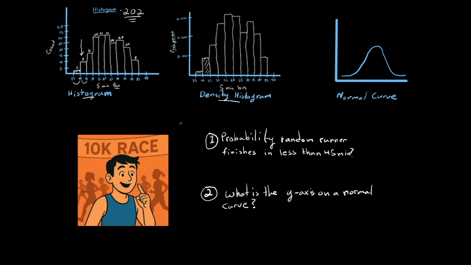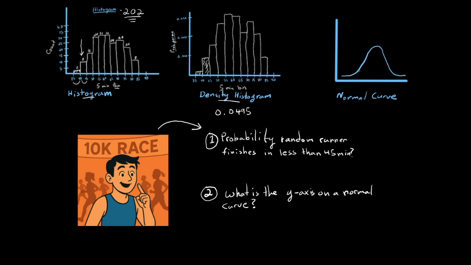So now we can answer two questions. We can answer John's initial question, which was what's the probability a random runner finishes in less than 45 minutes? And we can answer that in two ways. In our density histogram, we calculated the area of the bars that are less than 45 minutes, and we calculated approximately 0.0495. But we can also answer this question using our normal curve, which is modeling our data set.